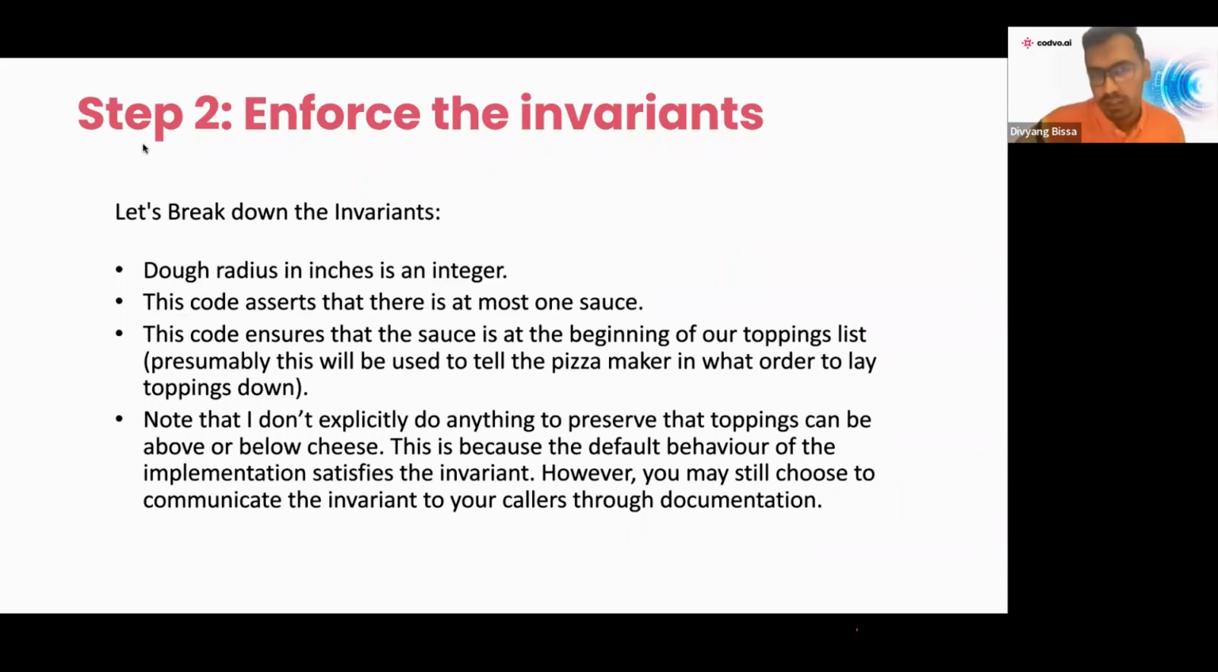where step 2 was to enforce the invariants, which we have already done. We have already discussed this specific part in the code bases, what exactly we are doing. We have the door radiuses in inches as an integer. The code is asserting how many sources are present, the topping list, presumably all the steps that are required, what we defined in our invariants identification. All the specific steps were closely taken care of in the creation of the class, right?